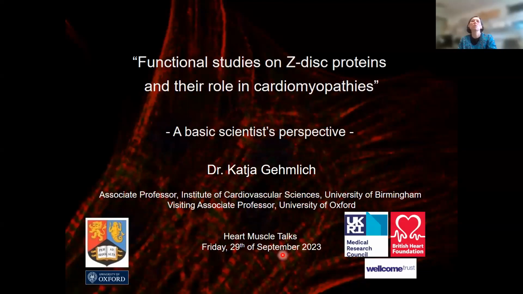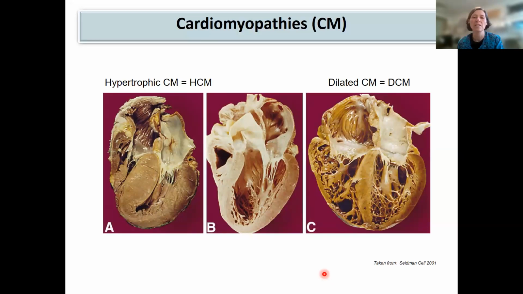So I'm going to talk about functional work on Z-disc proteins and their roles in cardiomyopathies. And again, bear in mind, I'm a basic scientist, so this is my view on the world. I don't think I have to introduce much of what cardiomyopathies are to this audience.